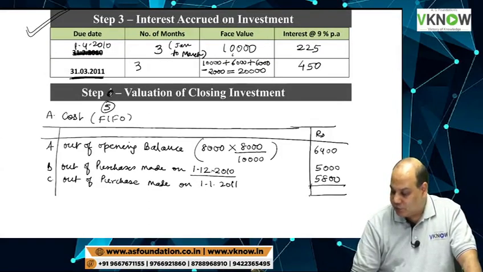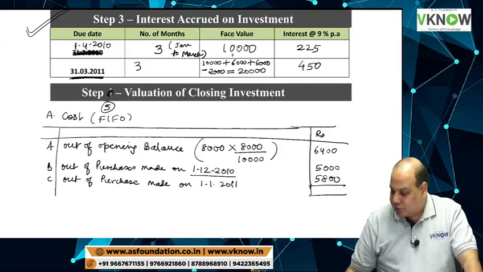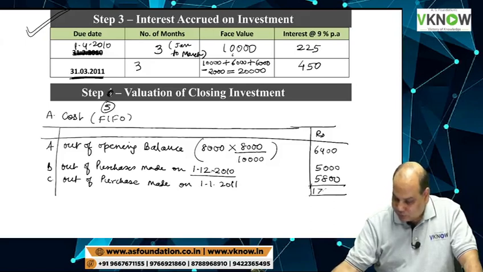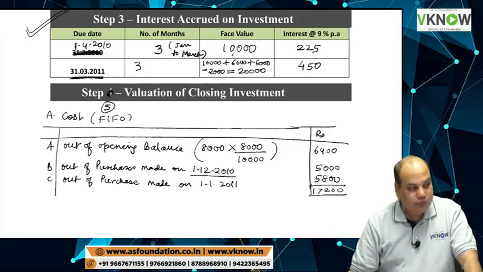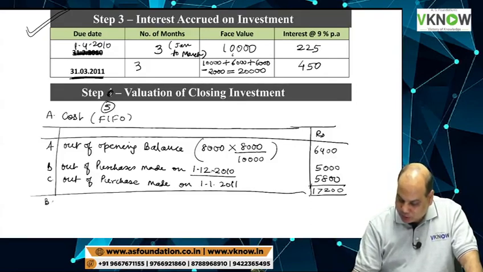Tell me the total of cost. 6400 plus 5,000, 11,400 plus 5,800 is 17,200. Very good. This is cost. Point B, write down fair value.